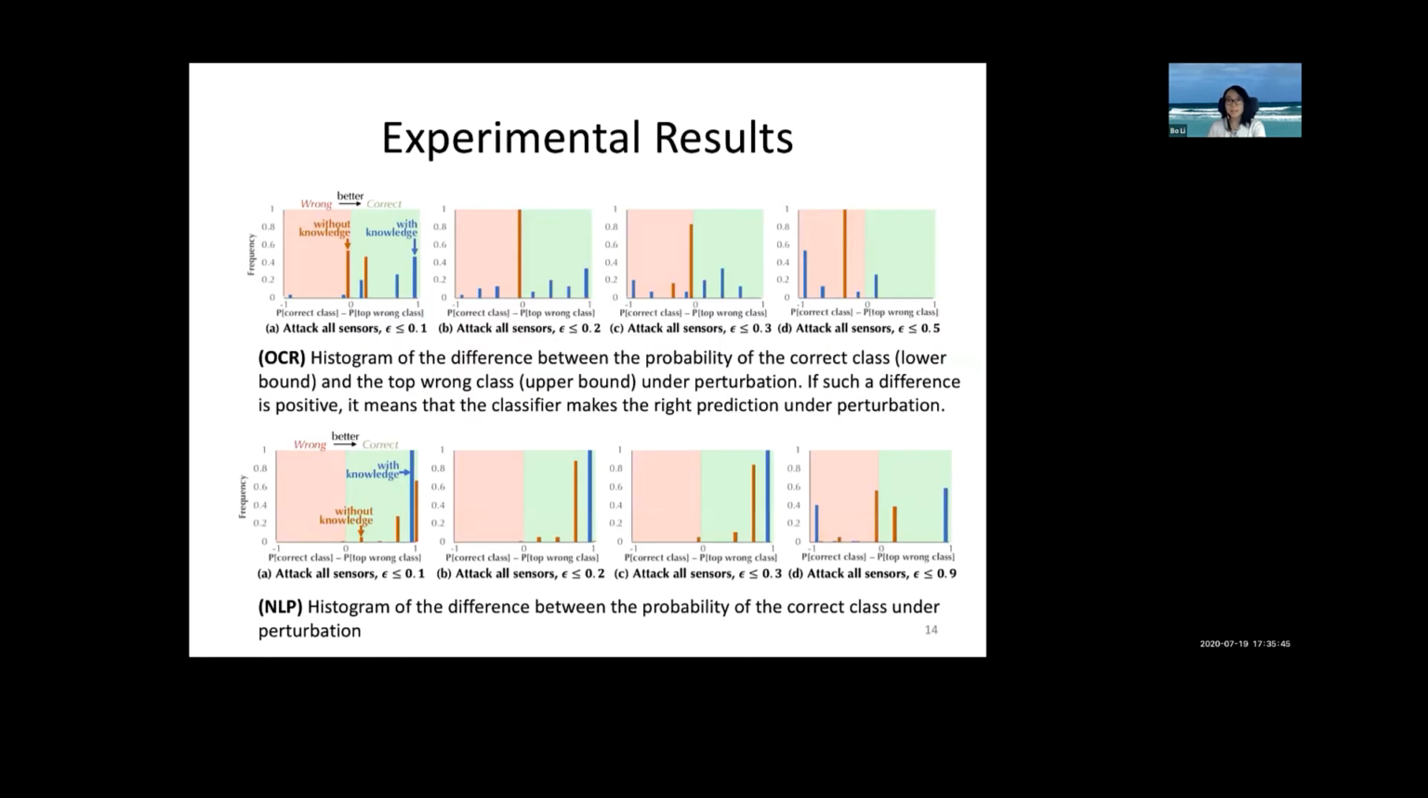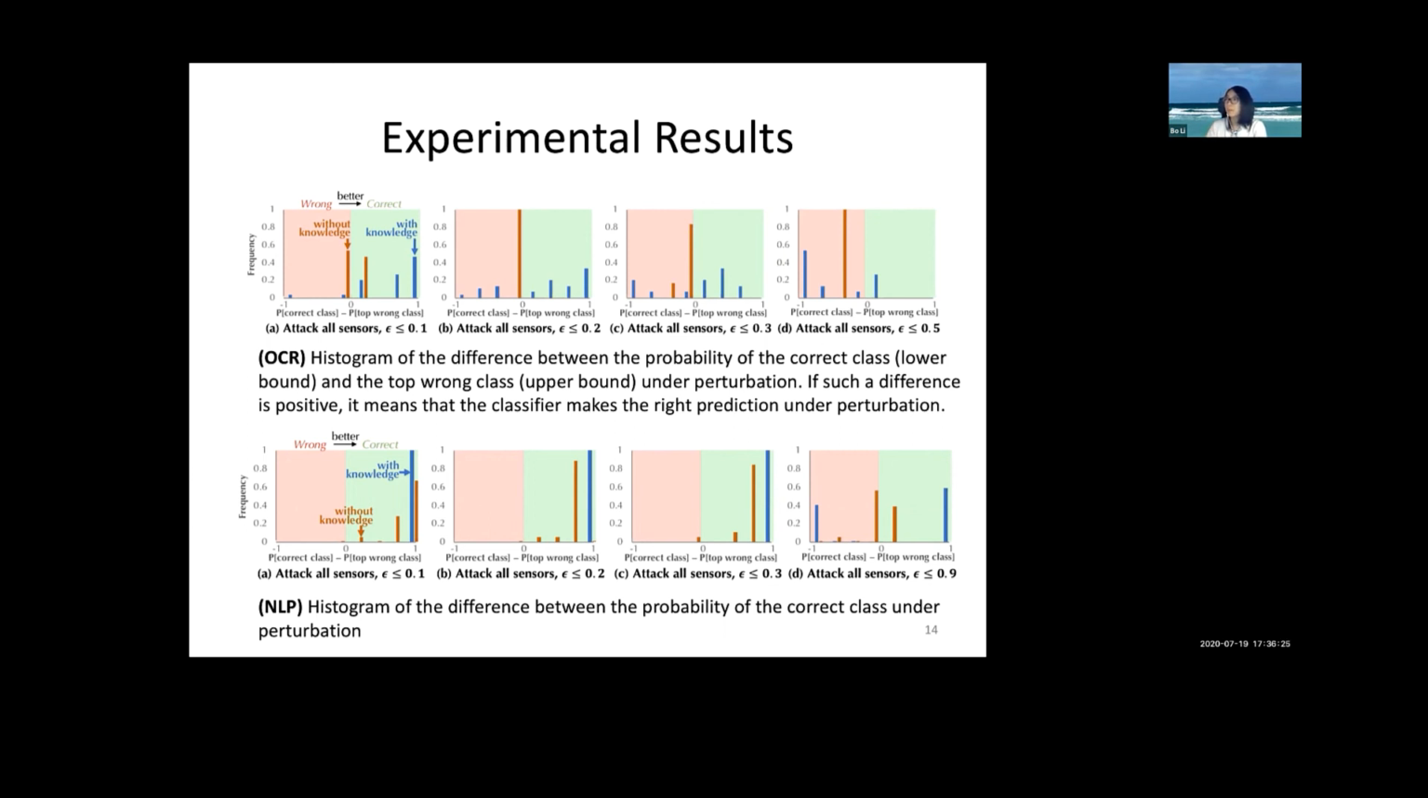And besides showing the benign accuracy and the certified robustness accuracy improvement, we also want to show how tight the robustness certification could be when we incorporate some domain knowledge. For example, again, these are two examples on OCR and NLP applications, and the magnitude of the bar, or the height of the bar, shows the certified margin, which is the lower bound of the correct class minus the upper bound of the wrong class. So basically, the higher it is, the more confident it is.